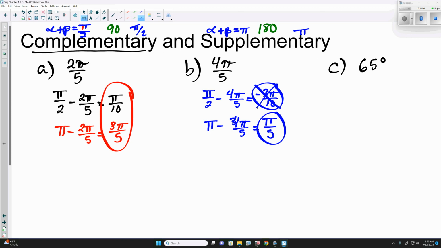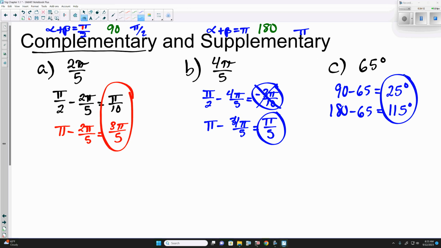Questions on this here? Now the last one, we have 65 degrees, so to find the complement, we're going to do 90 minus 65, which is 25. And we can do 180 minus 65, which would be 115. I think we feel a little more comfortable dealing with degrees than we do with radians. Questions on this here? Questions on anything we've done so far?